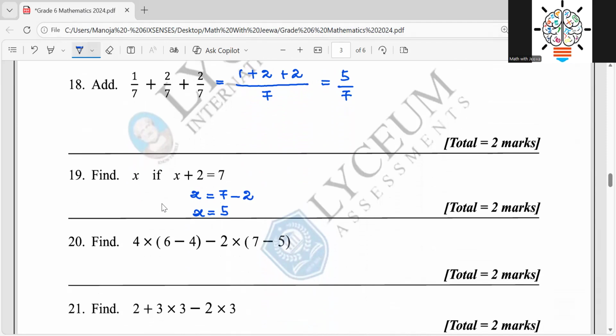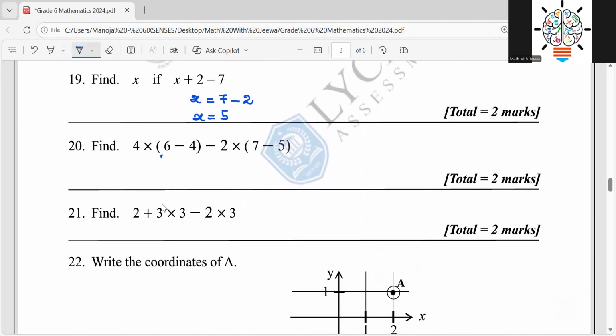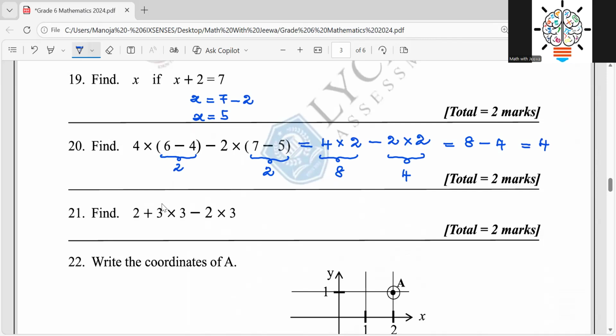Okay. And here, first you want to solve the bracket. 6 minus 4, 2. 7 minus 5, 2. Then you can rewrite the question. How? 4 multiplied by 2 minus 2 multiplied by 2. 4 times 2, 8. And 2 times 2, 4. So then you can rewrite this as 8 minus 4. The answer is 4. Right?